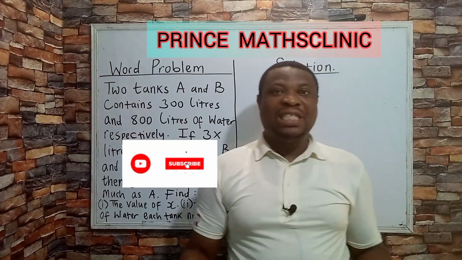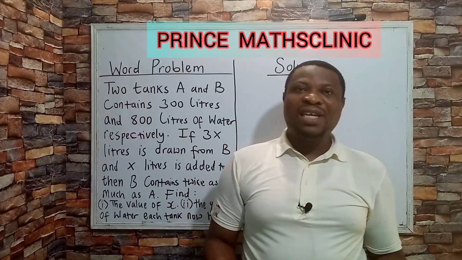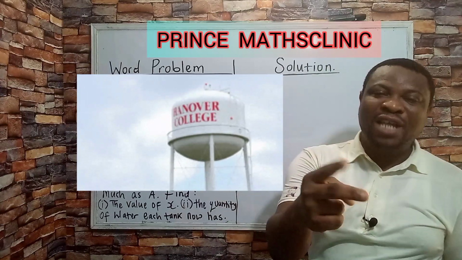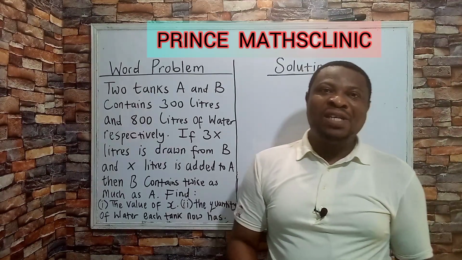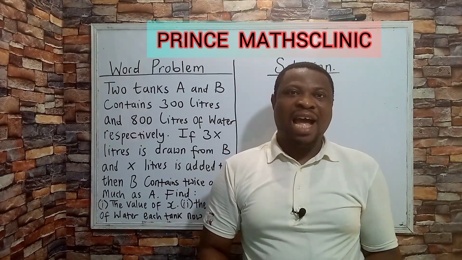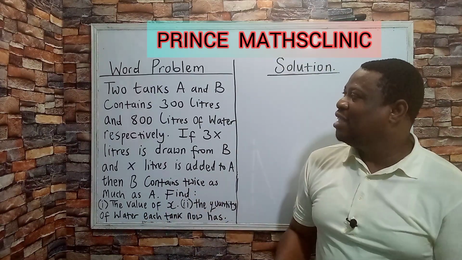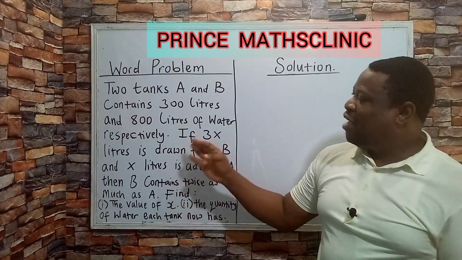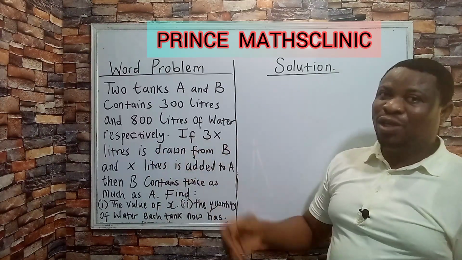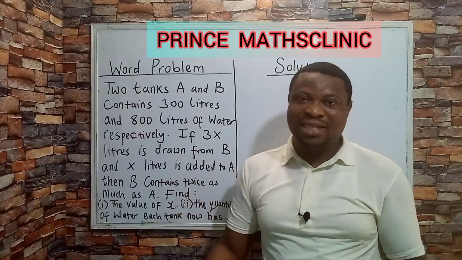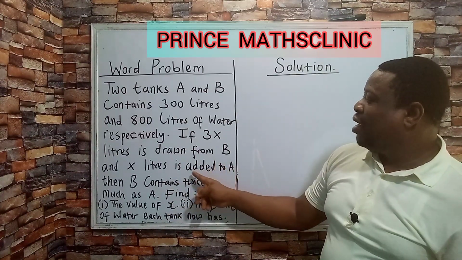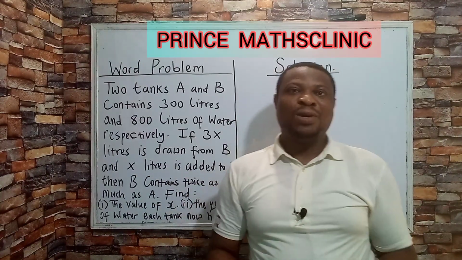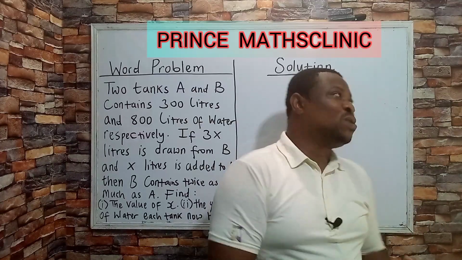Here we have a very interesting question today, and as you can see, it's a word problem involving two tanks. One having 300 liters and the other having 800 liters. Now, let's look at what happened. It said if 3x liters is drawn from B, to draw means to subtract, and x liters is added to A. To add means to plus. So let's go right into the solution.